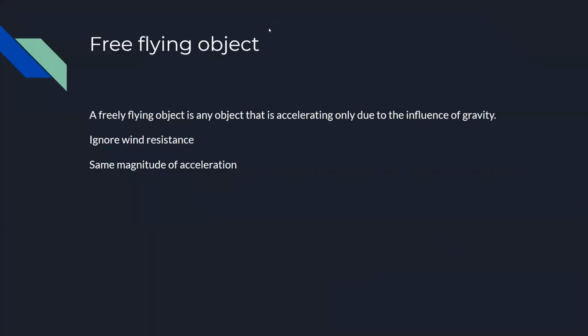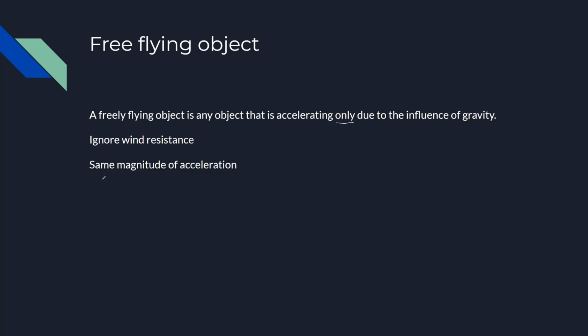So first, before we start, I'm going to define to you what are free-flying objects, or in this case, projectiles. A free-flying object is any object that accelerates only, remember the keyword is only, due to the influence of gravity. And free-flying objects will usually ignore wind resistance, at least at a high school level. So this really makes your life easier because no matter how large an object really is or how heavy it is, it's always going to have the same acceleration.